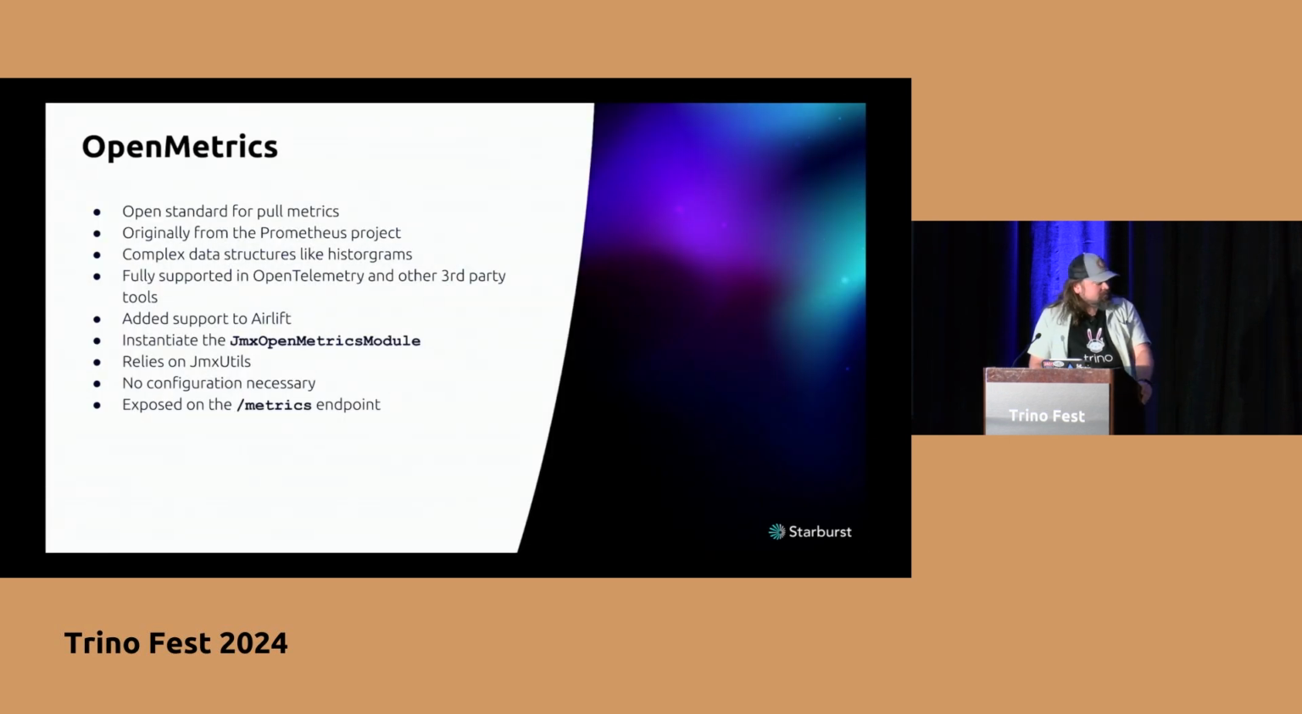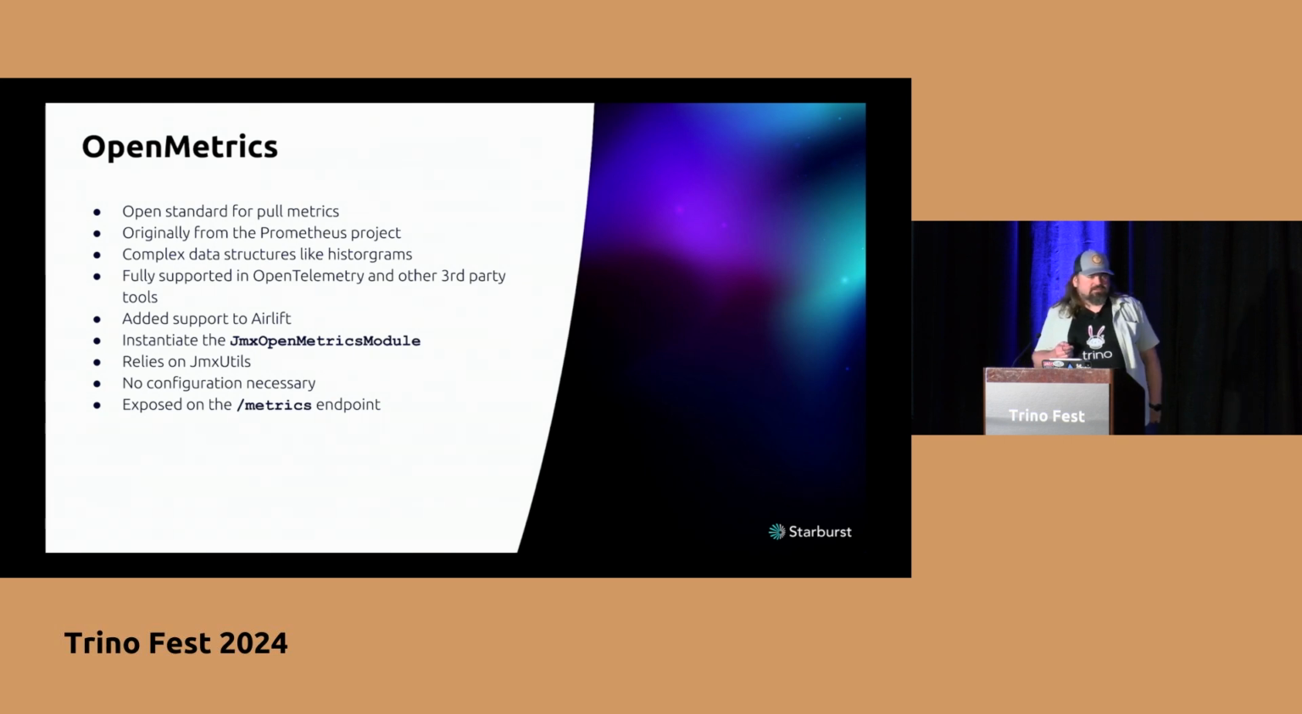So what is OpenMetrics? OpenMetrics is an open standard for pull metrics. It's a format that supports really complex data structures like histograms and summaries and such, so that you can easily expose percentiles and quantiles. It's originally from the Prometheus project, but it was adapted to be more of an open standard. We added support for it in Airlift. Any Airlift app, including Trino, just has to instantiate the JMX OpenMetrics module, and it'll automatically expose everything on the /metrics endpoint. There's no real configuration necessary.